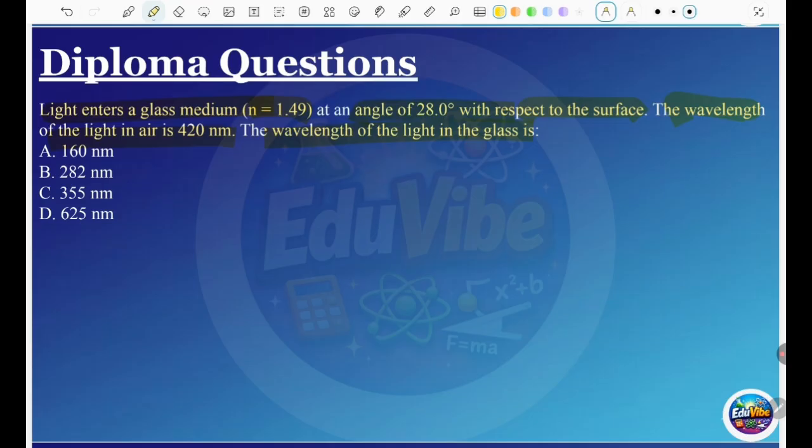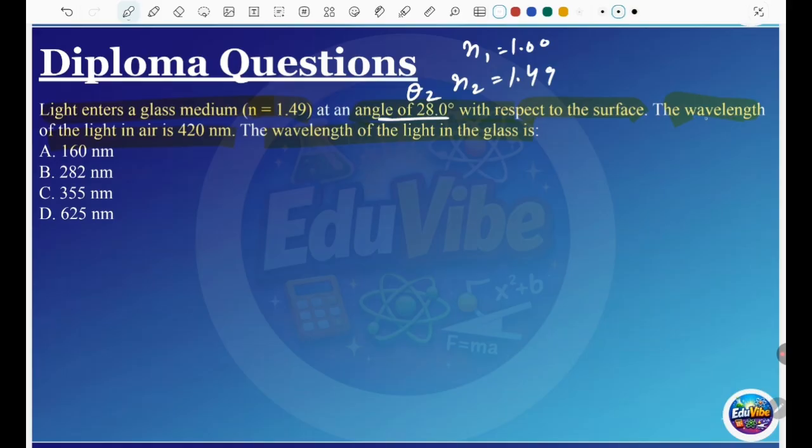So this is a type of question of Snell's law because we have double things in this. First, the light enters a glass medium with respect to the surface. So this means your first one is your 1.0, which is the air one, your n1, and your n2 is 1.49, which is the glass. You have an angle of 28.0 degrees in the light, which is your theta 2 now in the glass.